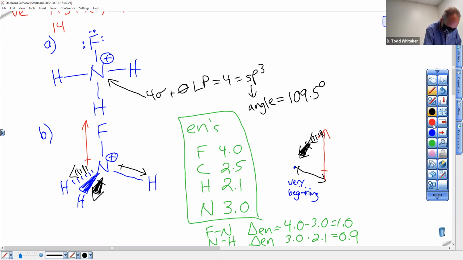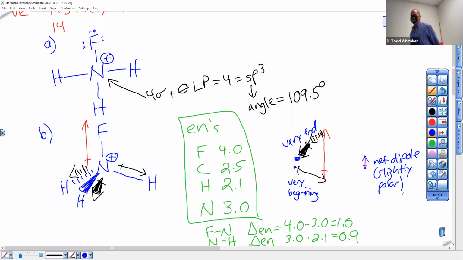There. So the net, this is the very end right here. If I was a better artist, it would be a straight up and down. I'm not a good artist. Very end. And the net, I shouldn't choose red, it's purple. Very start to very end, net dipole. Slightly polar. It's so small that this molecule is not very polar, is what I'm trying to say. That's a very small arrow, right?